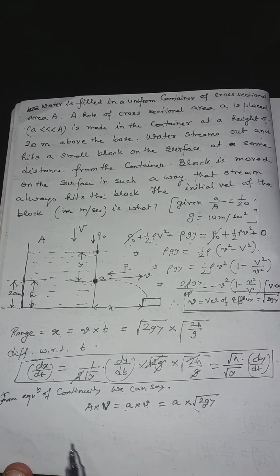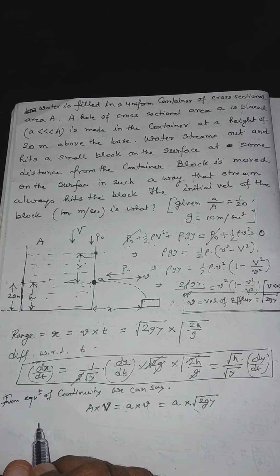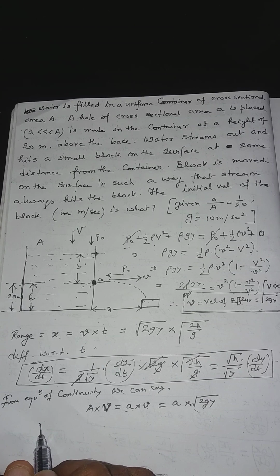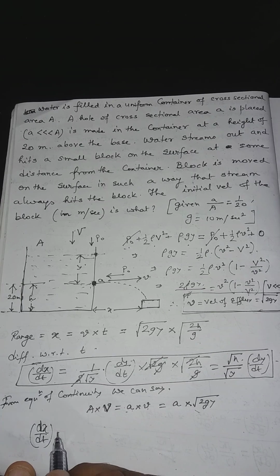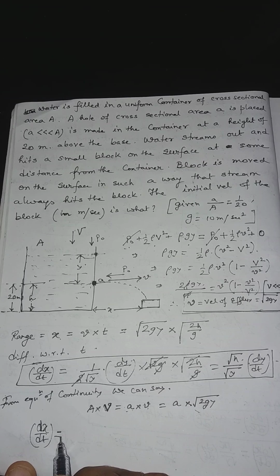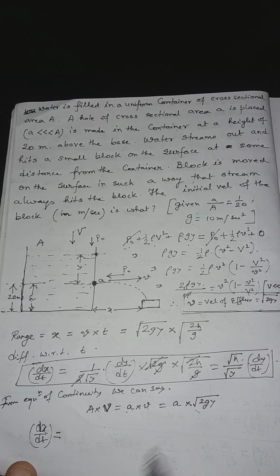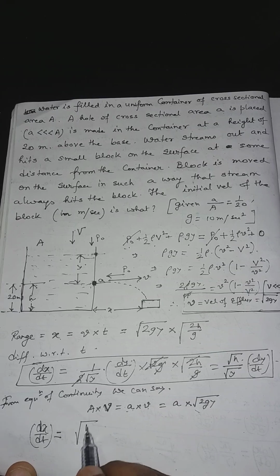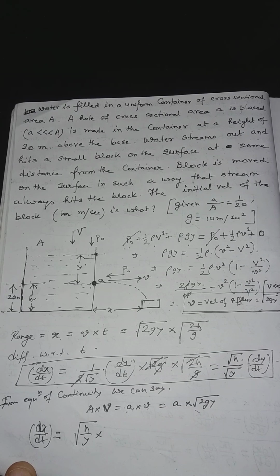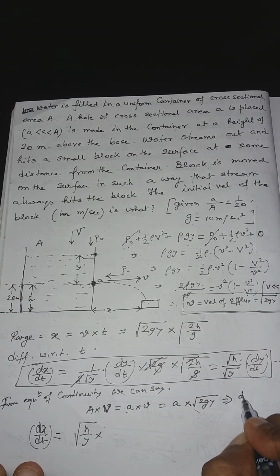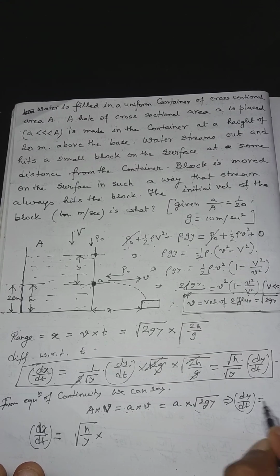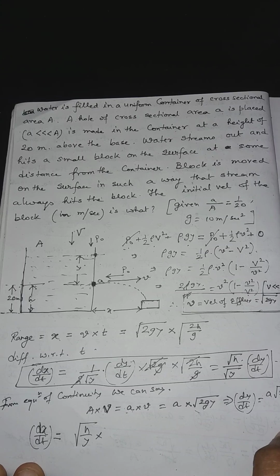Now how are we going to solve this problem? That is the velocity of the block, that means dx/dt, which will be equal to root over h by y into dy/dt. Now the issue is this velocity is nothing but dy/dt. So we can say that dy/dt is equal to a into root over 2gy by capital A.